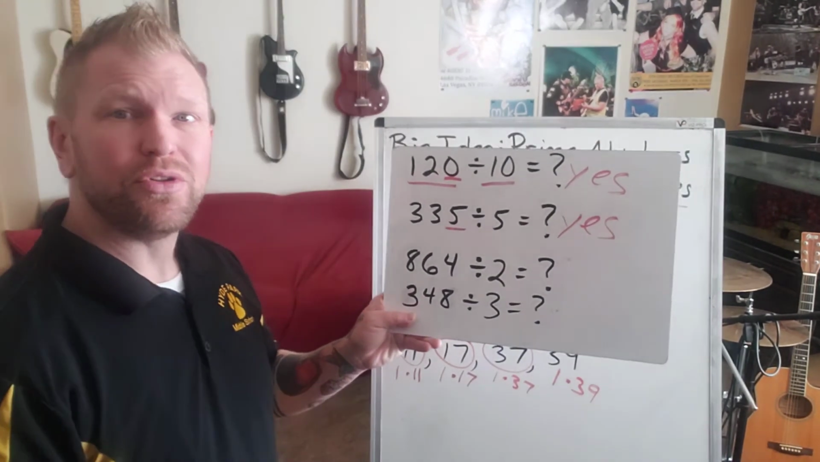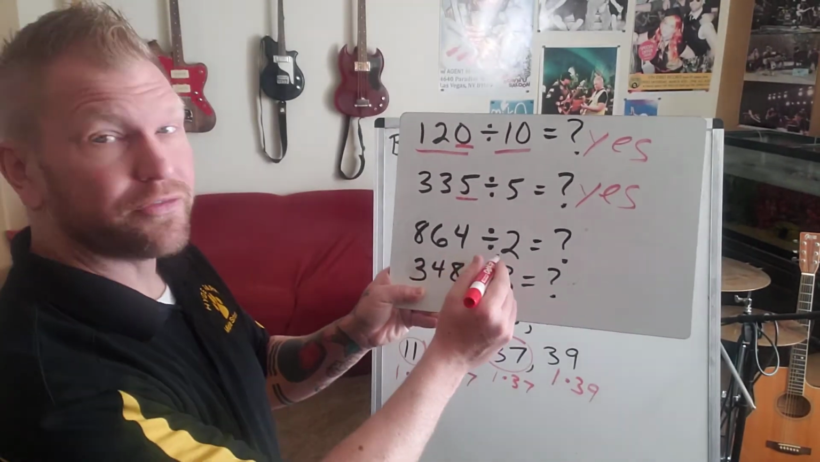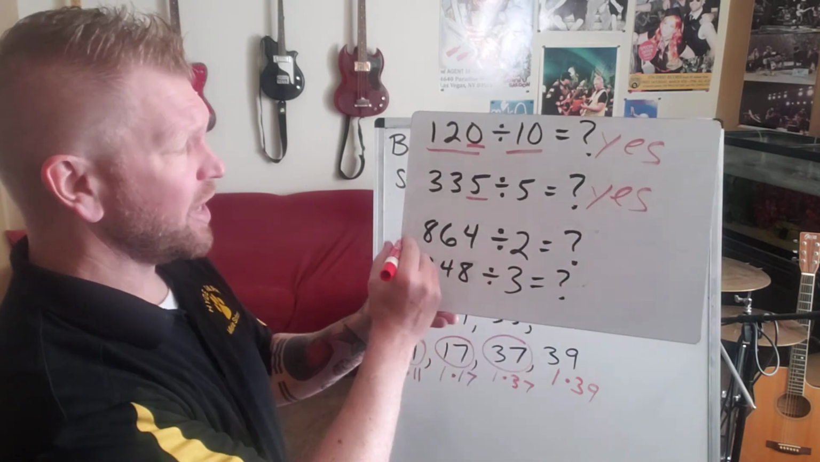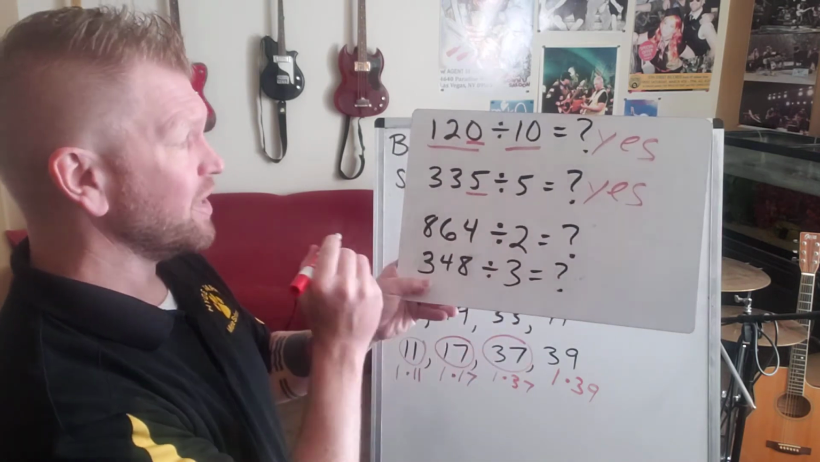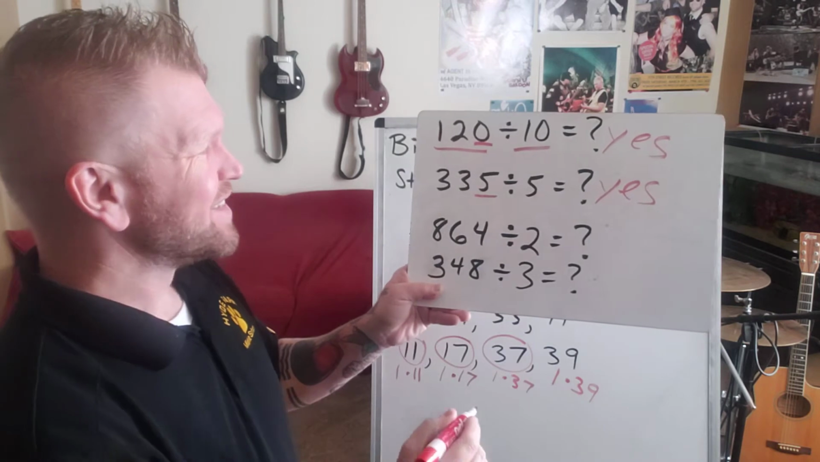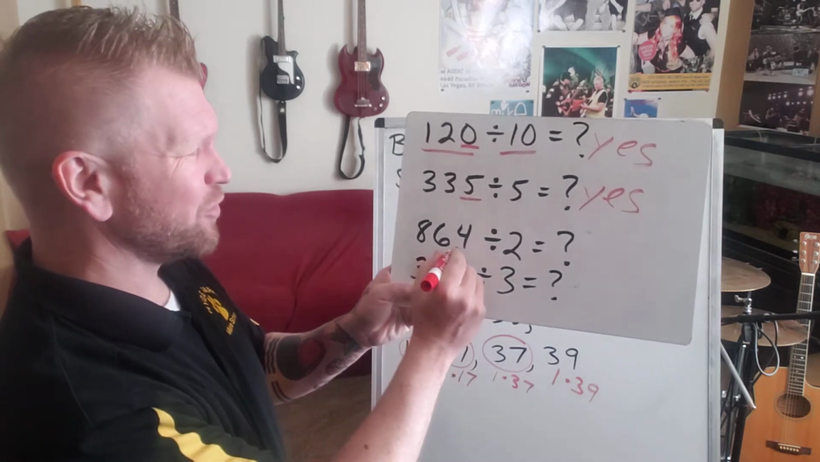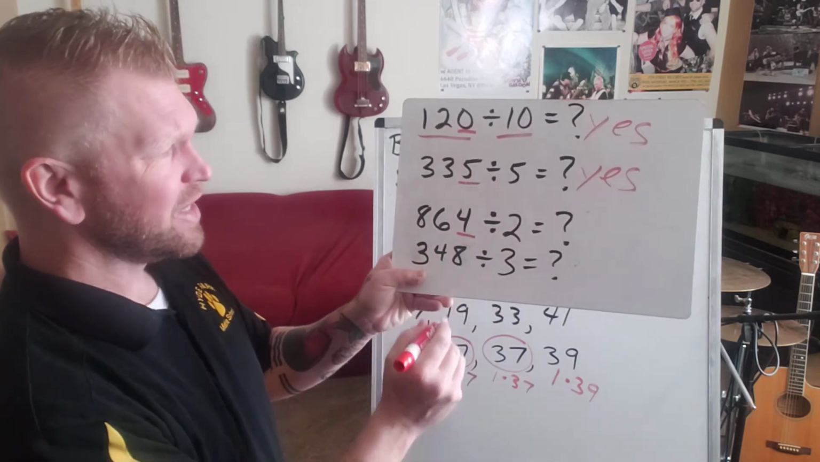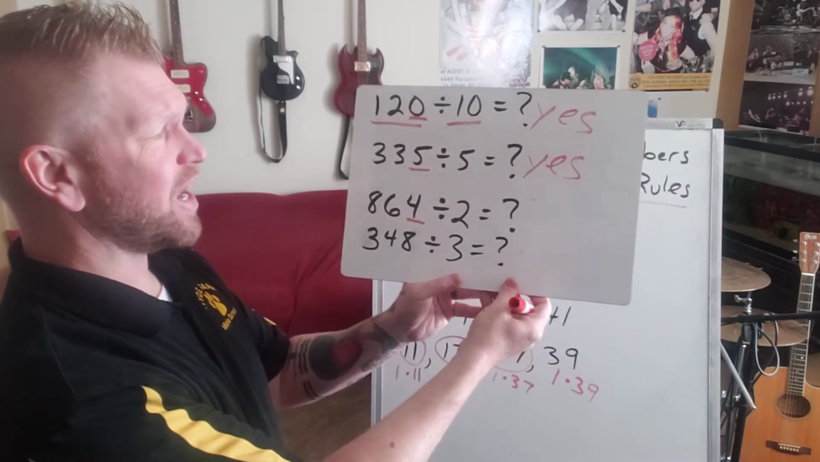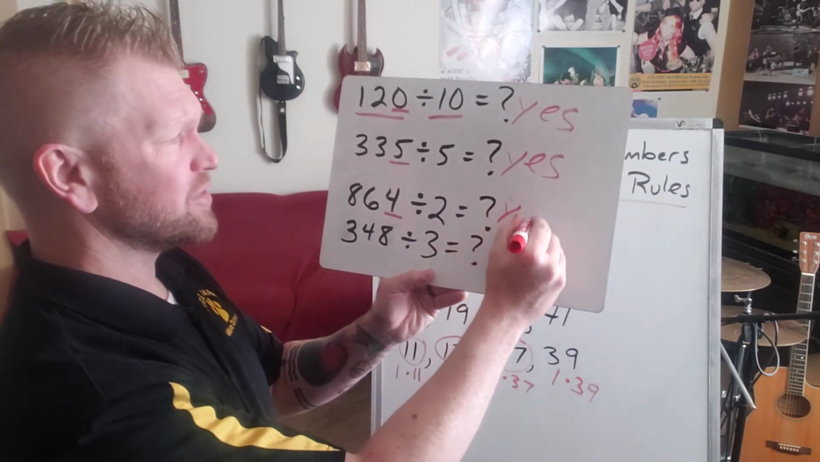Another divisibility rule that you're probably familiar with, the divisibility rule for 2: is 2 divisible into 864? So 2 is divisible into 864 because it's an even number. If any number is even, it's automatically divisible by 2, so yes.